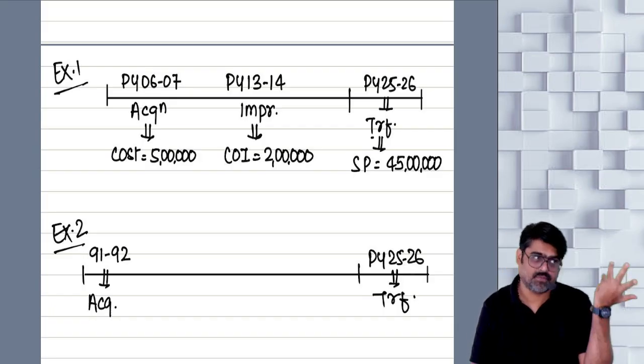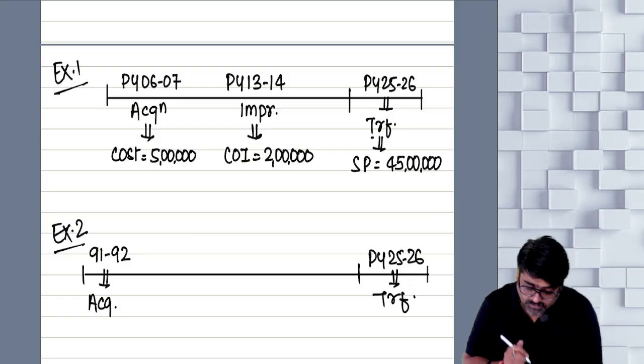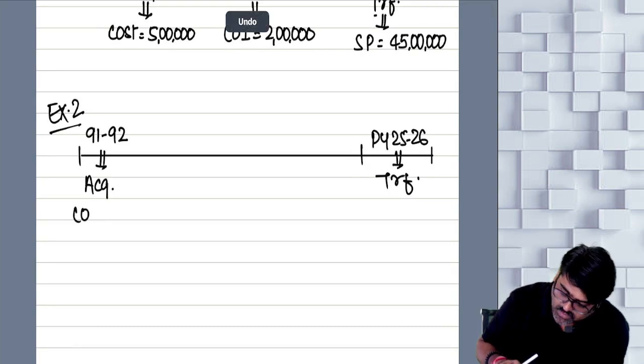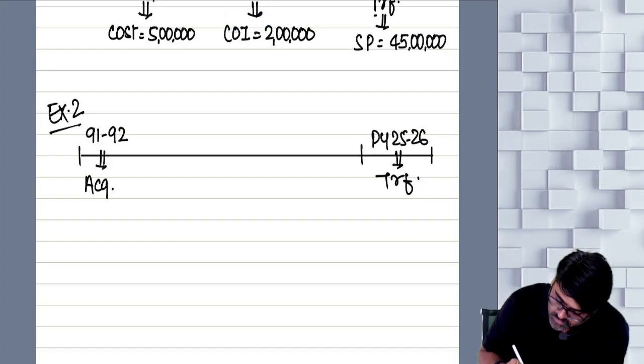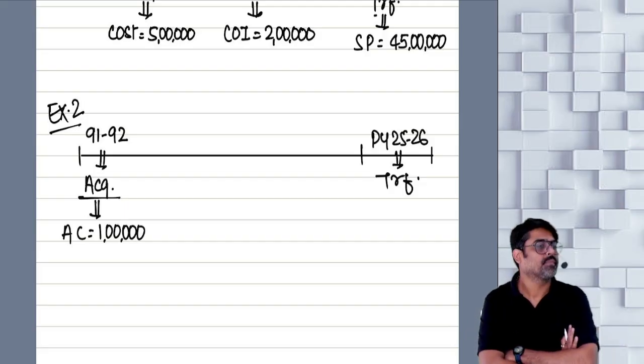Asset acquired prior to 1st April 2001. I acquired the asset in 91-92. How much was the cost? The cost of acquisition of the asset, meaning actual cost, at the time of acquisition. The actual cost was 1 lakh rupees. So I acquired the asset for that.